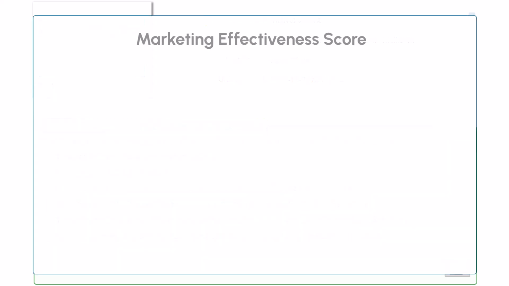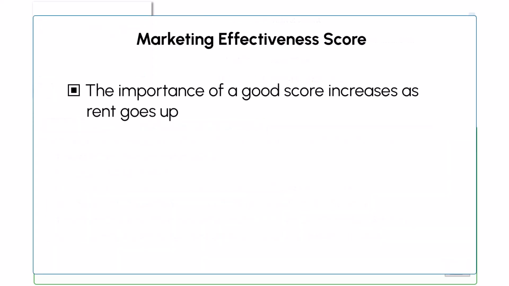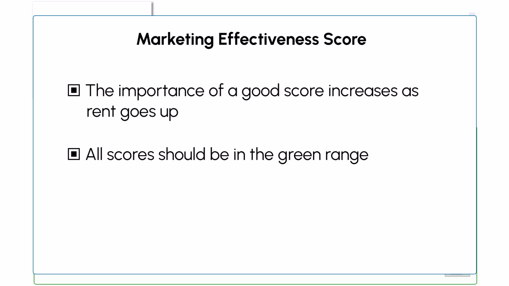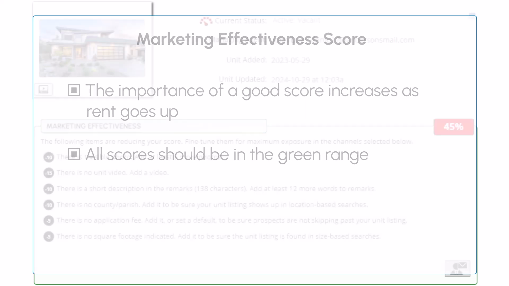You may be able to effectively market your $300, 300 square foot studio with a marketing score of 45%. But at 45%, expect your 6-bedroom, $8,000 per month executive home to sit on the market for a long time. As a general rule of thumb, all listings should be in the green zone. As the rent goes higher, a score in the higher range of the green zone becomes imperative.